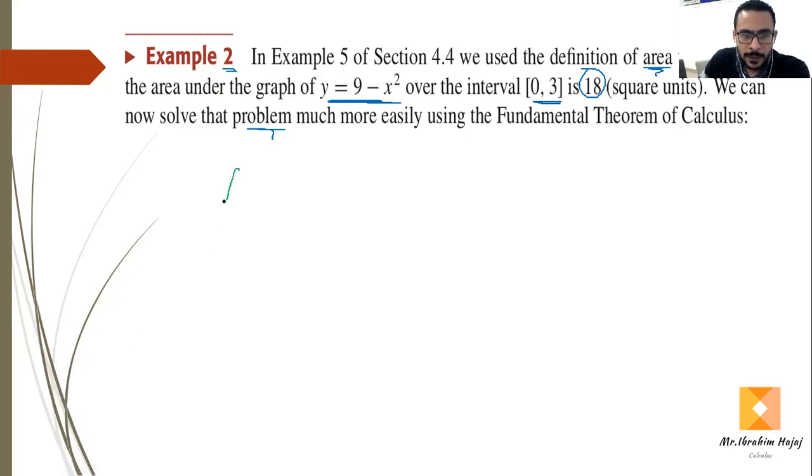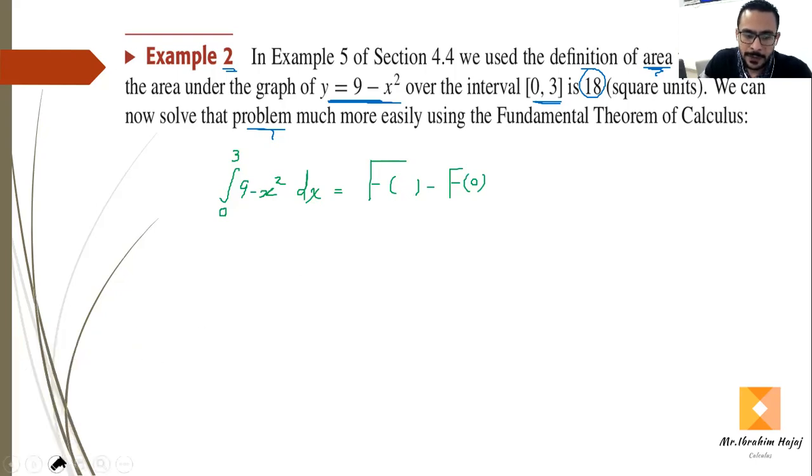Usama, we have the integral from? Okay, one second, let me just read the question. The area under the graph of 9 minus x squared from 0 to 3. So it's the integral from 0 to 3 of the function 9 minus x squared dx. It should be F uppercase of 3 minus F uppercase of 0.